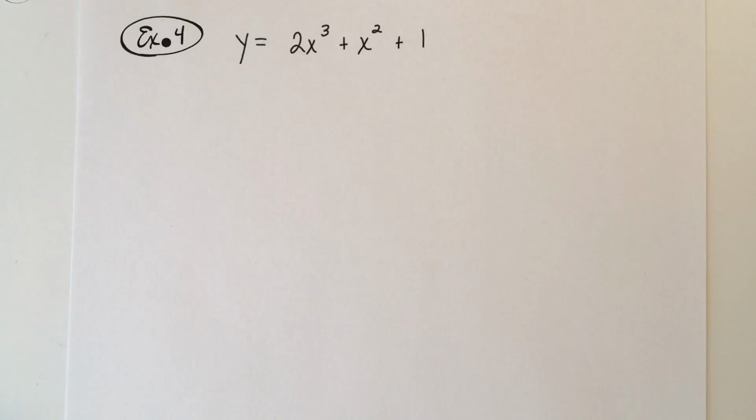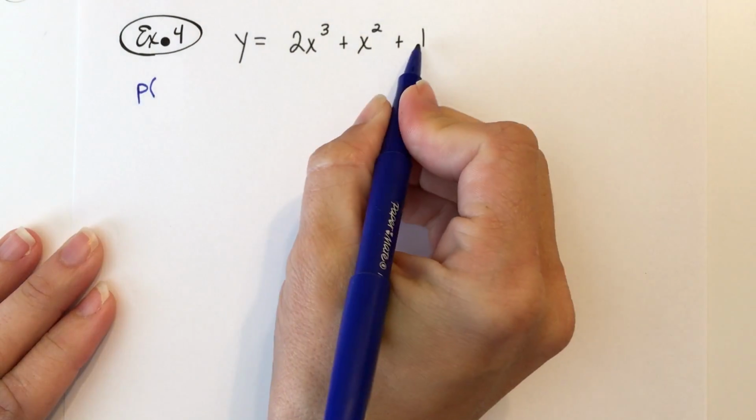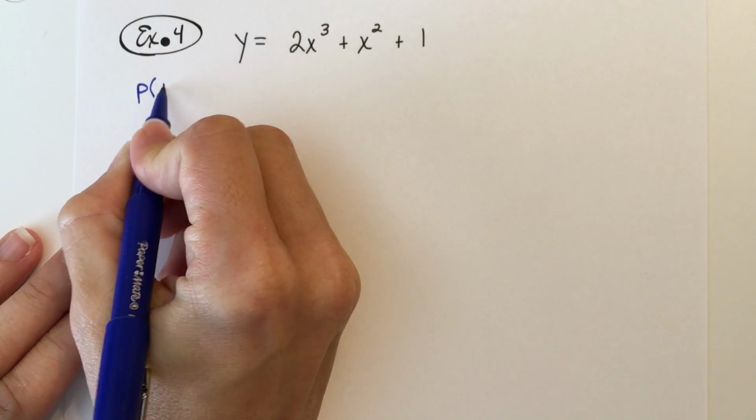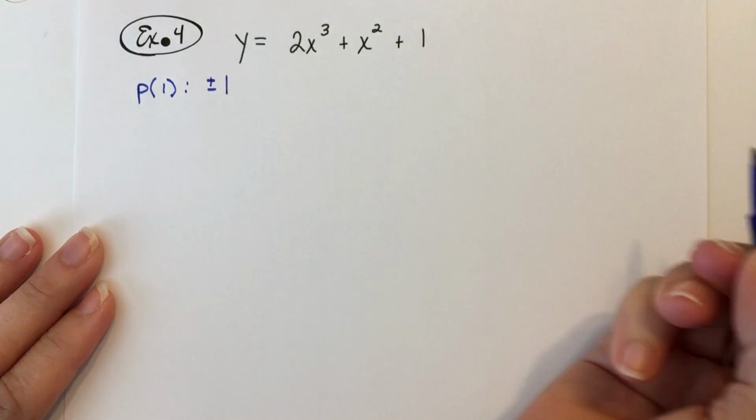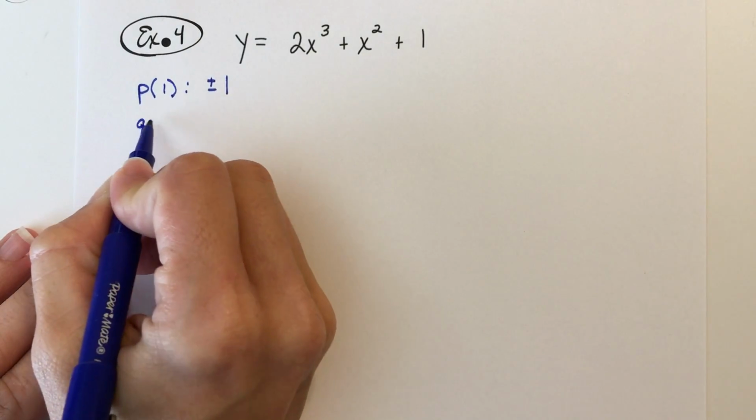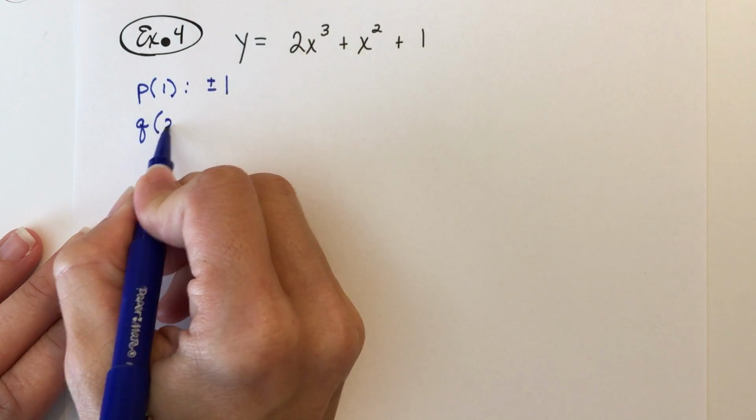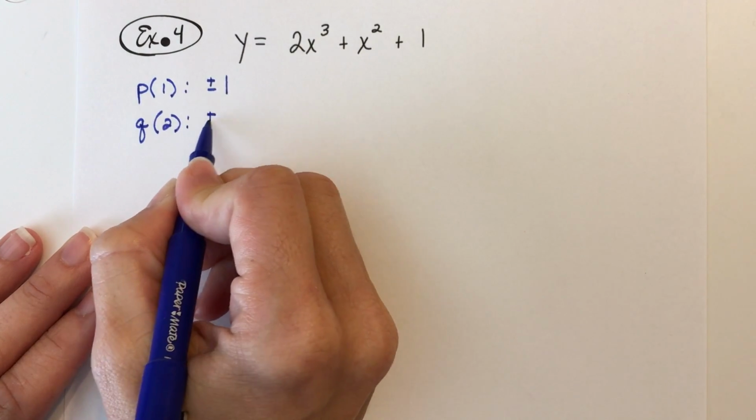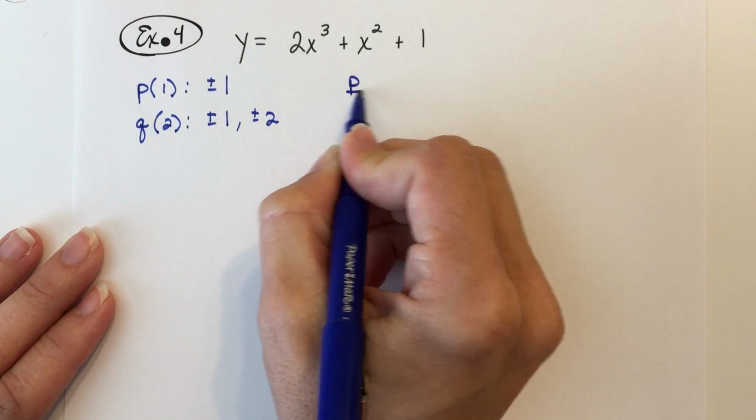Okay, next example, again, getting your list. So P, remember you go to your constant term, which in this case just happens to be a 1. So your only factors would be positive and negative 1. Q is your leading coefficient, which is the 2. So factors of 2 would be plus minus 1 and plus minus 2.